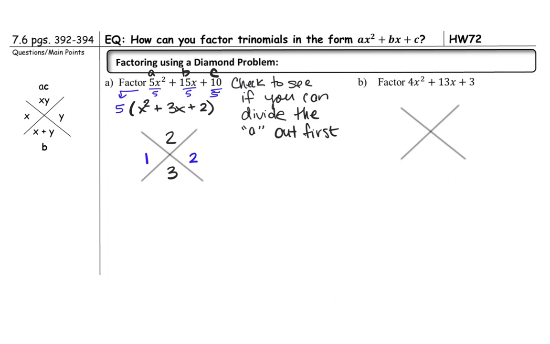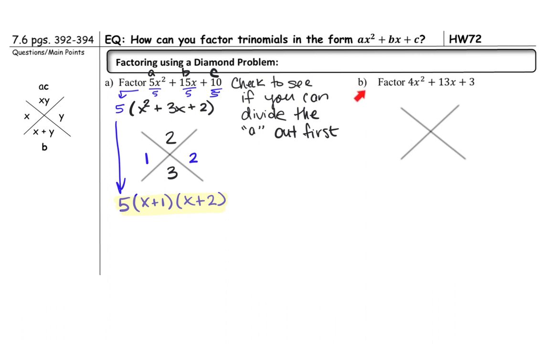So that means one of my factors is going to be x plus 1. The other factor is x plus 2. And then you bring down the 5 that you factored out from the original equation. This is going to be your final answer.